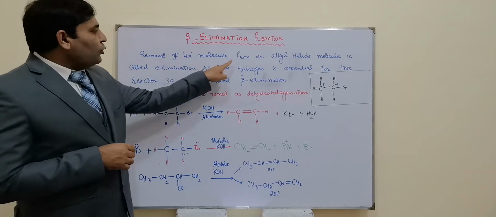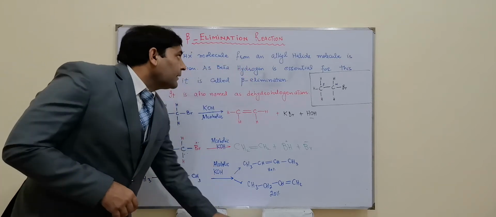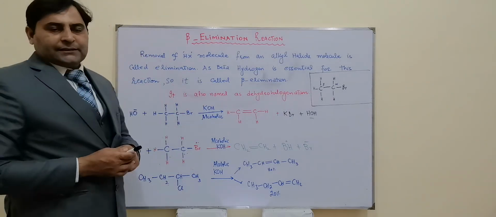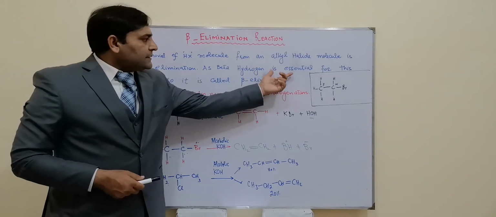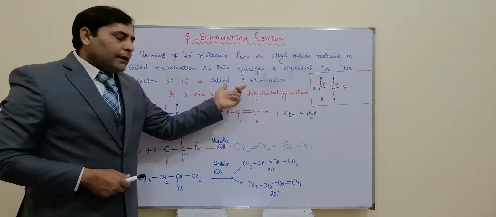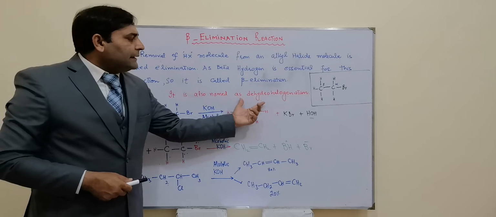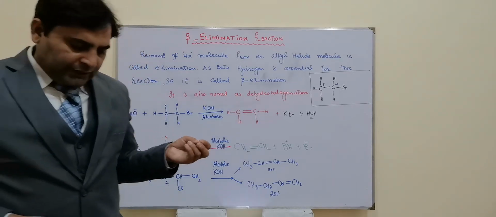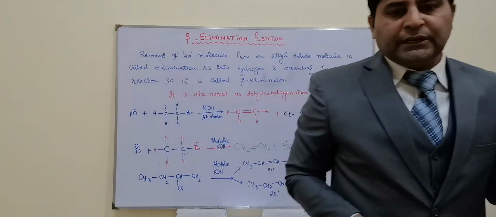Removal of HX molecule from an alkyl halide molecule is called elimination reaction. As beta hydrogen is essential for this reaction, it is called beta elimination. It is also known as dehydrohalogenation. First of all, we must know what is alpha carbon and what is beta carbon.